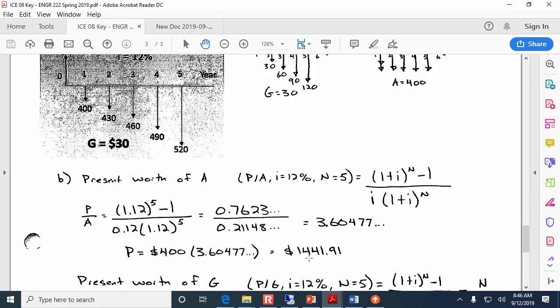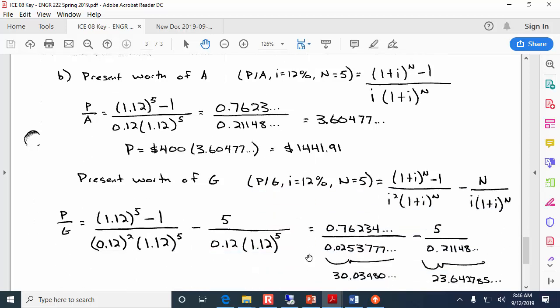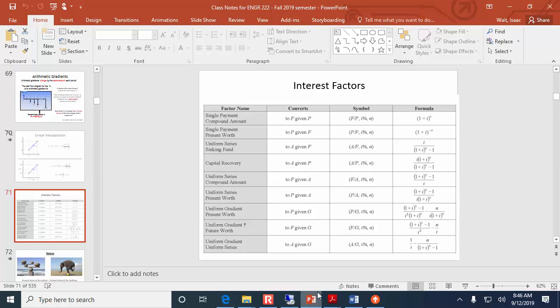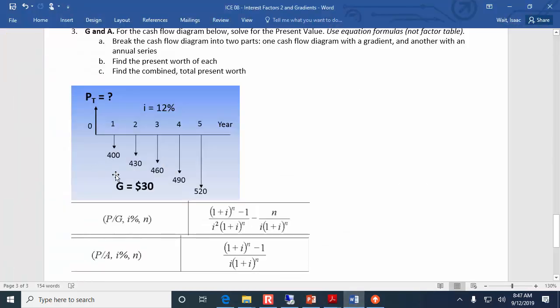$1,441.91. And now we do a similar thing with the gradient, except that the formula is a little more complicated this time. N is still 5, which is tricky, right? Because it looks like, why would there be N equals 5 when the amount is only years 2, 3, 4, and 5? You only see the gradient, that extra $30 increasing by $30 each year, in years 2 through 5, but still, the standard notation for a gradient is that 0G is still part of the series. 0G, 1G, 2G, and so on.